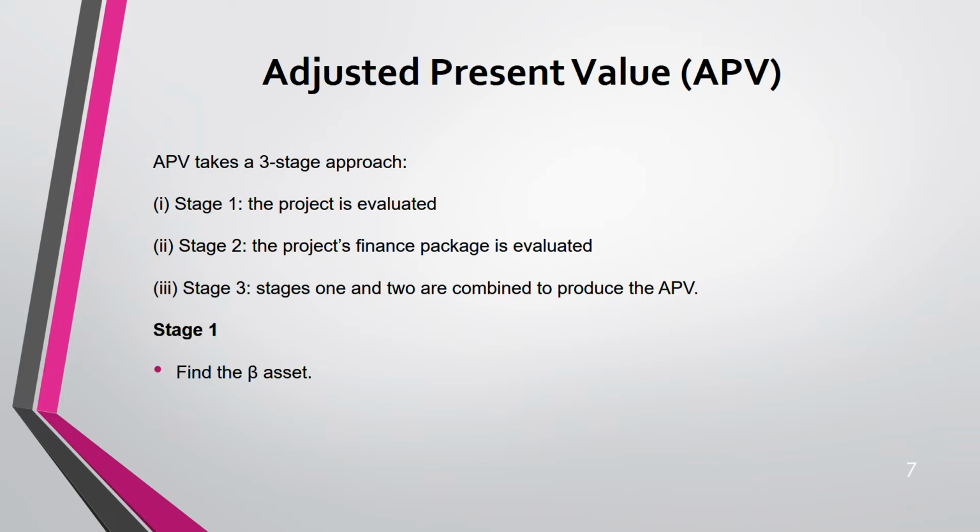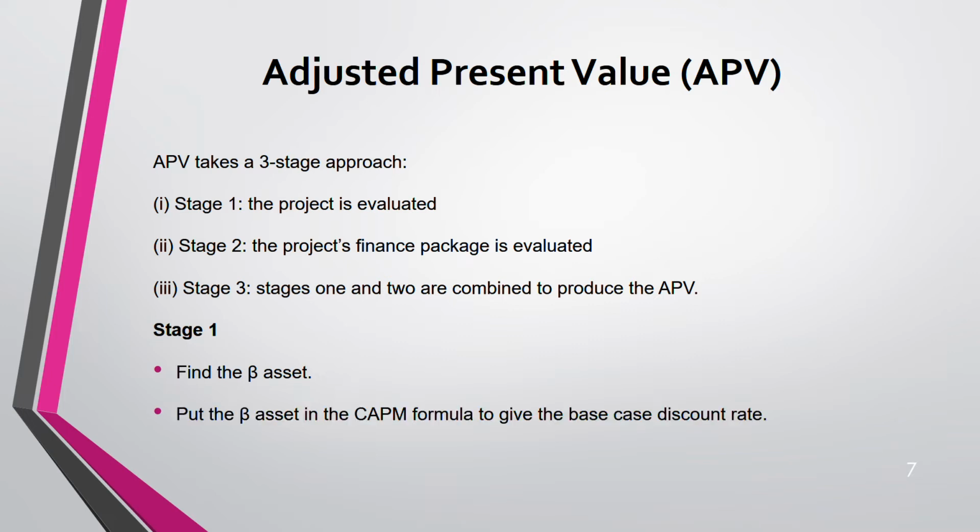So in stage one, you first need to find the asset beta. Why? Because in stage one, even if it's net present value, this is not normal net present value. You are assuming everything is equity financed. That means no debt has been used. No debt means no gearing. No gearing means only asset beta. Asset beta, or ungeared, you can say. There is another word for asset beta, ungeared. So that's why you're finding asset beta.